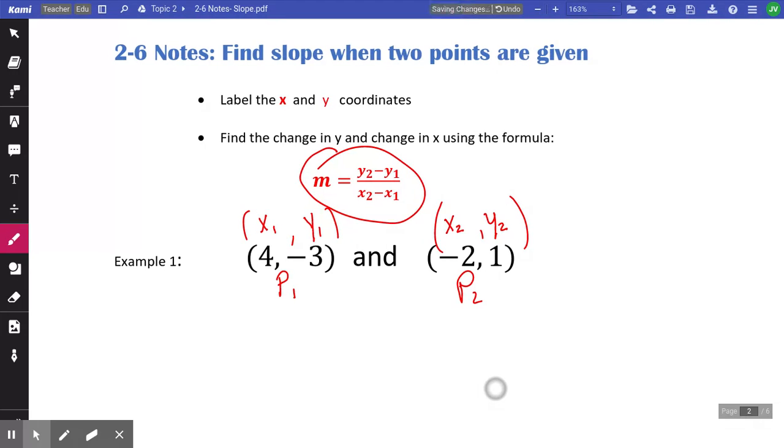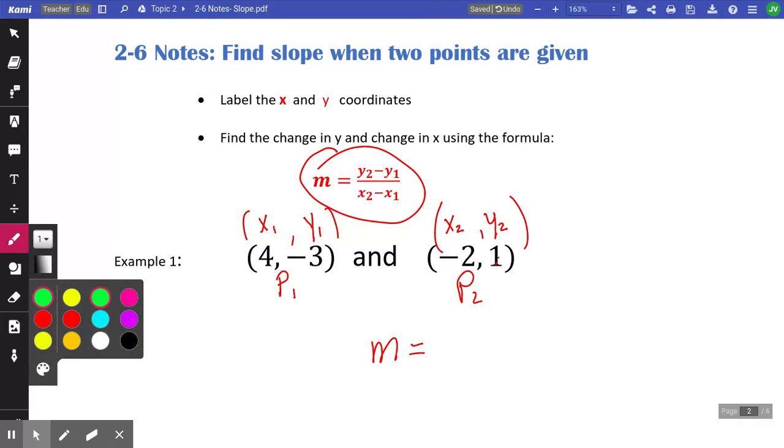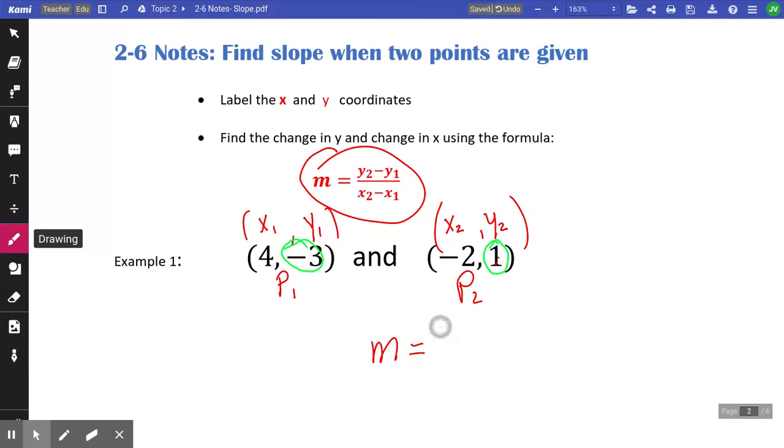To find the slope, I take that y2, which is 1. The slope is represented by lowercase m. I take that 1 and subtract this -3. Let me change the color so you can see it better here. So y2 minus y1. So that would mean 1 minus -3. Be careful with the signs. Over, take a look at the formula.